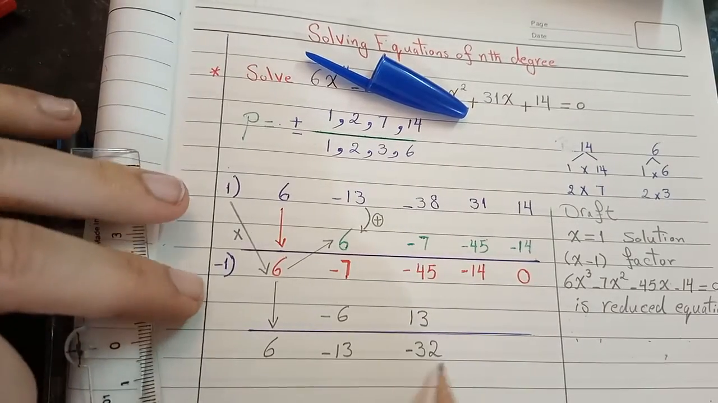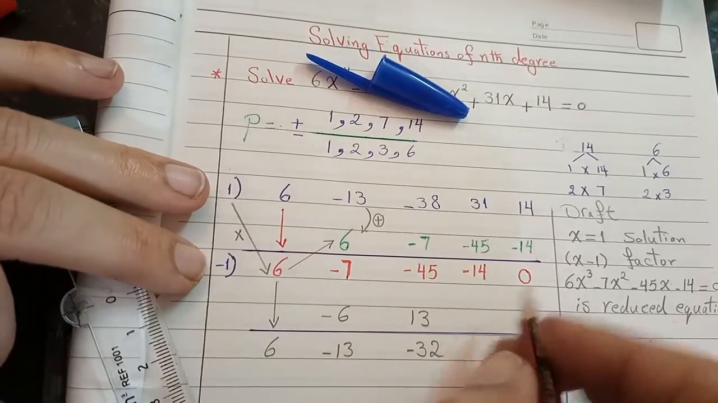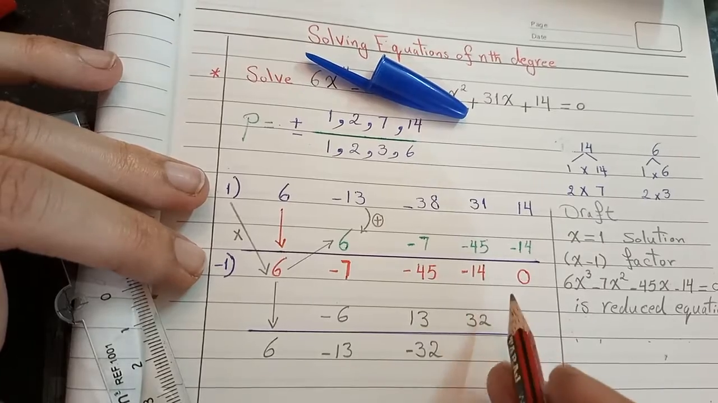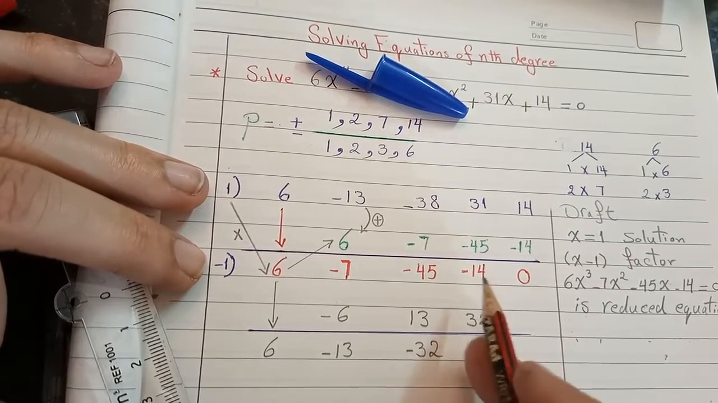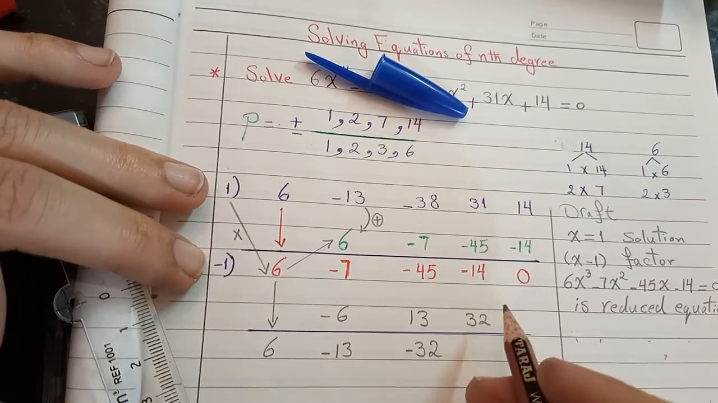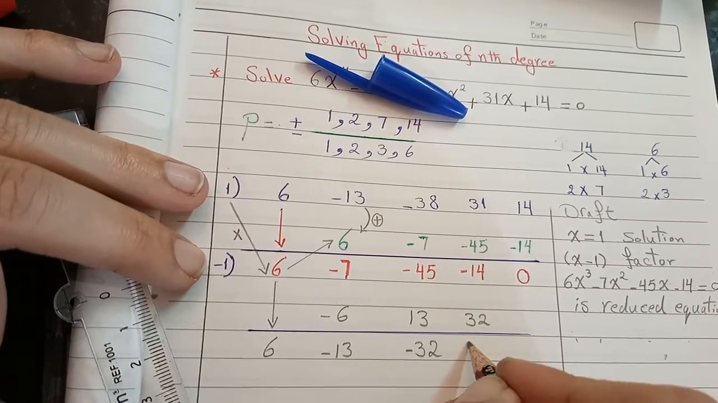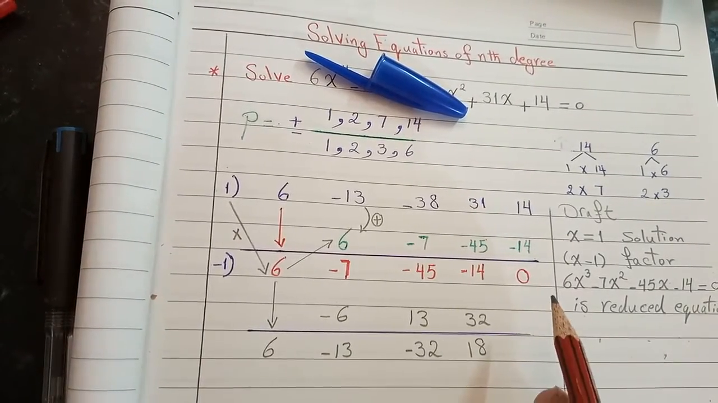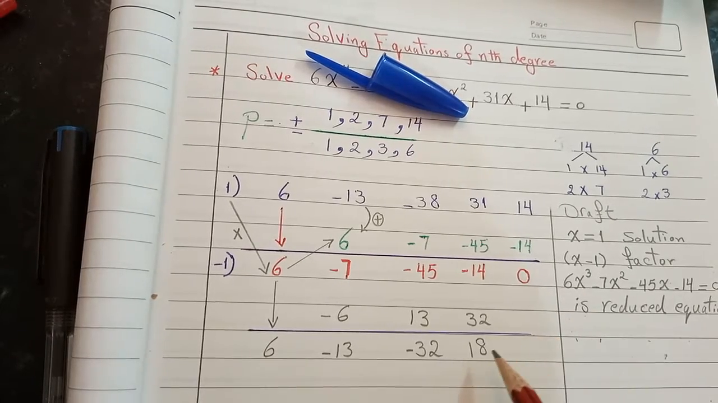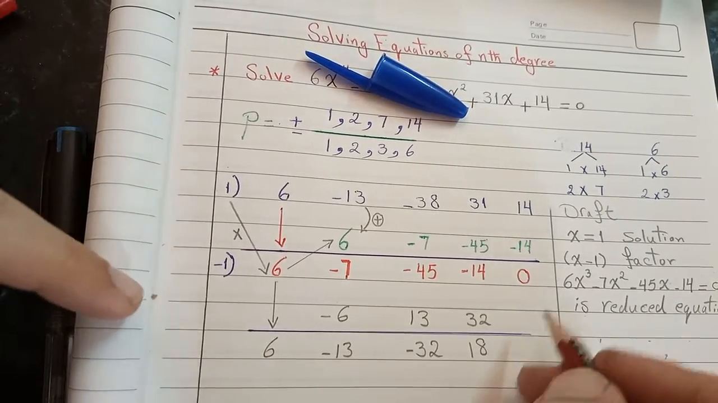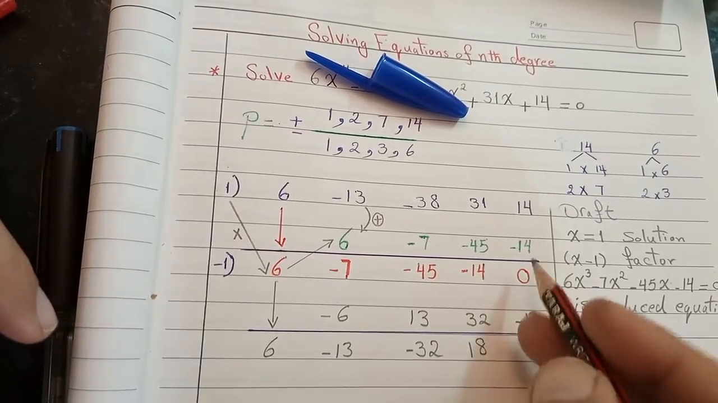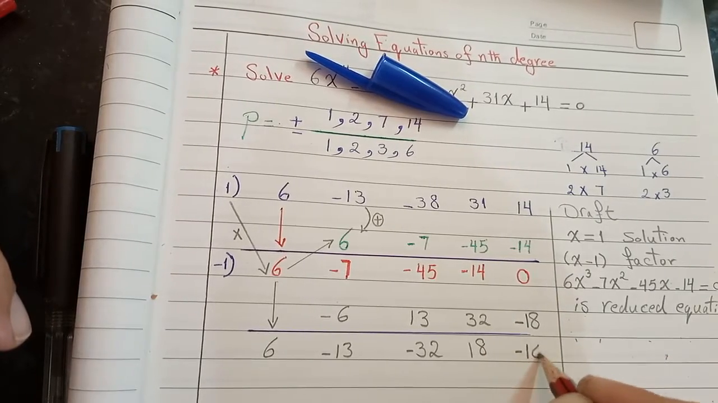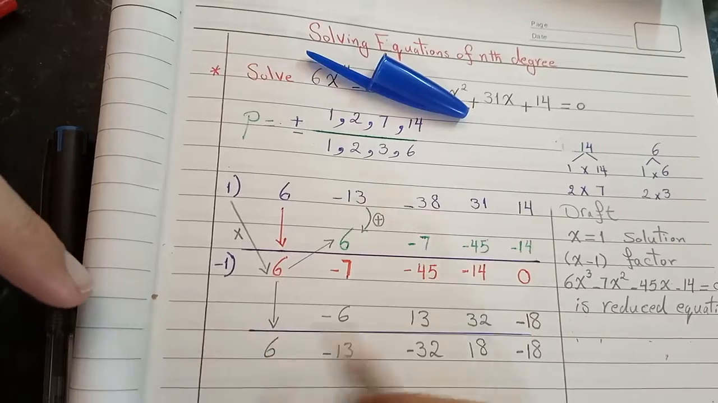And then you multiply this number, -32, by -1. It's +32. Then you add up plus down, -14 plus 32, so it is +18. Then you multiply +18 times -1, so it's -18, you write here. You add up plus down, 0 plus -18 is -18. You didn't get 0 in the end, so -1 is not a solution.